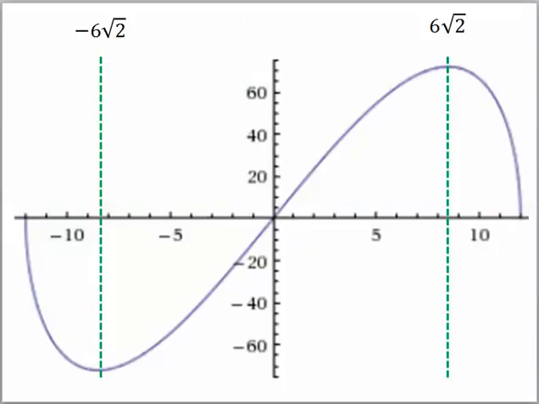My math lab did not ask you for a graph, but I thought you might want to see one. As you can tell, the function is equal to 0 on the endpoints and then has an absolute min at negative 6 radical 2 and an absolute max at positive 6 radical 2.